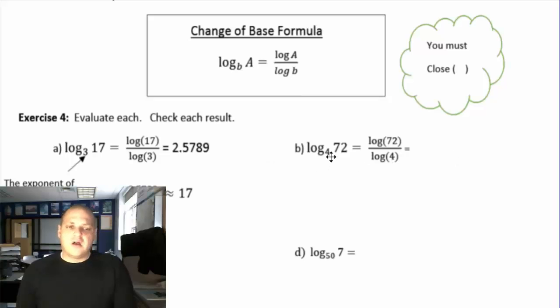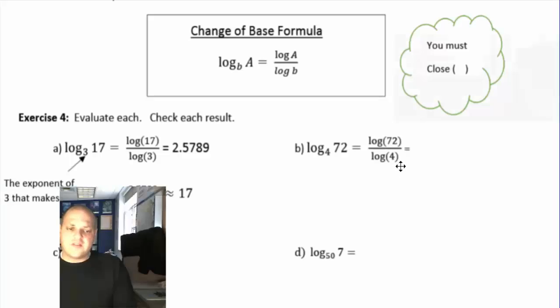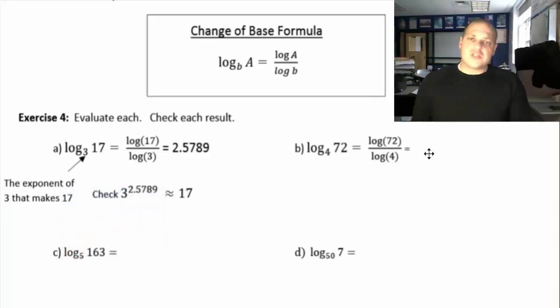Here's an example already done for you. Log base 4 of 72 equals log 72 over log 4. So what you do is you just type that in your calculator. Log 72 divided by log 4, and it's 3.08. Just going to round these. 3.08. Okay?